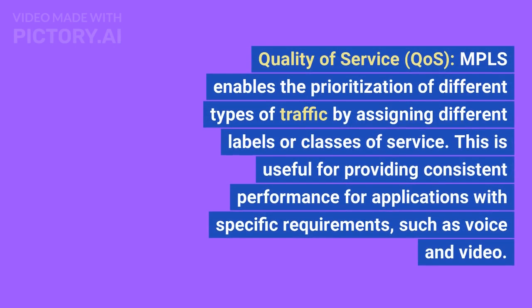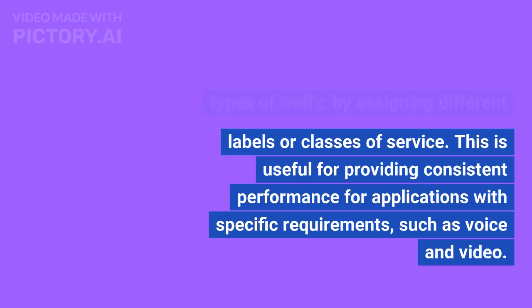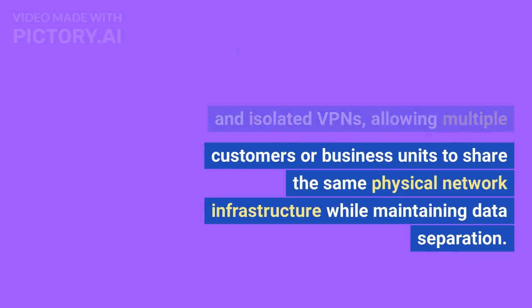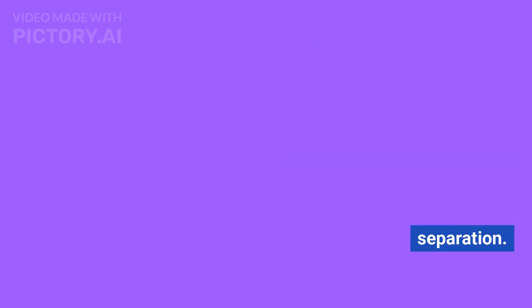Quality of service, QoS. MPLS enables the prioritization of different types of traffic by assigning different labels or classes of service. This is useful for providing consistent performance for applications with specific requirements, such as voice and video. Virtual private networks, VPNs. MPLS can be used to create secure and isolated VPNs, allowing multiple customers or business units to share the same physical network infrastructure while maintaining data separation.